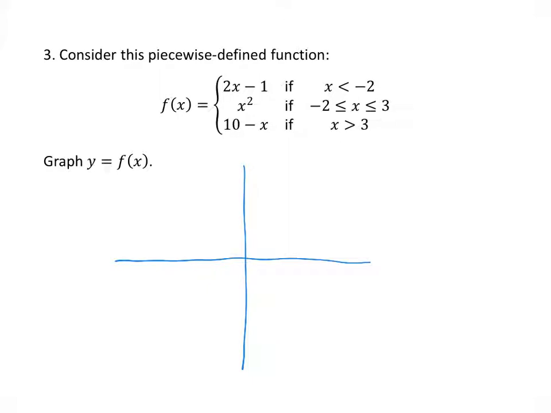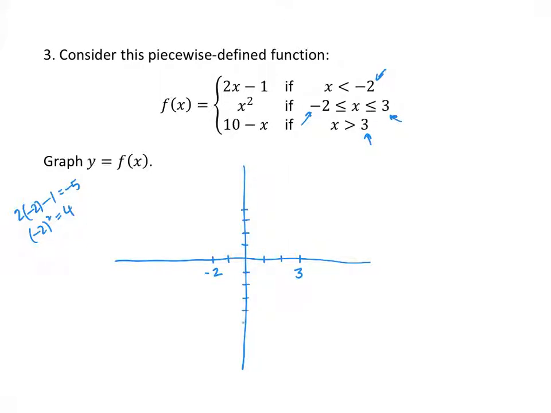So what we're going to do is find the points where these functions change over. And those happen at negative 2, because that's where we change from the first case to the second case. And then also at positive 3, because that's when we change from the second case to the third case. So we're going to plug negative 2 into both the first function and the second function. When we plug negative 2 into the first function, we get 2 times negative 2 minus 1, which is minus 5. And when we plug negative 2 into the second function, we get negative 2 squared, which is positive 4.